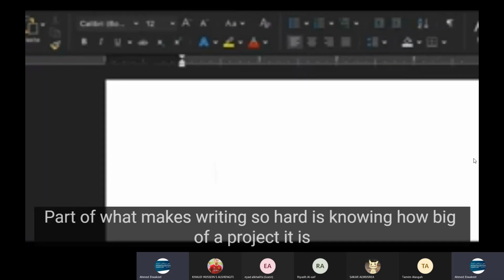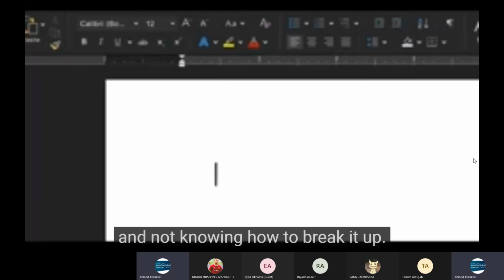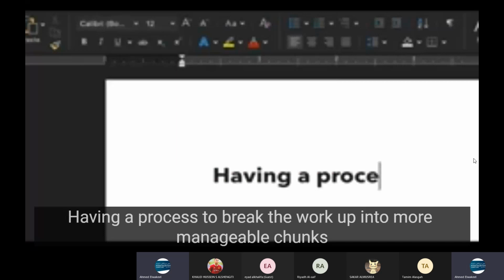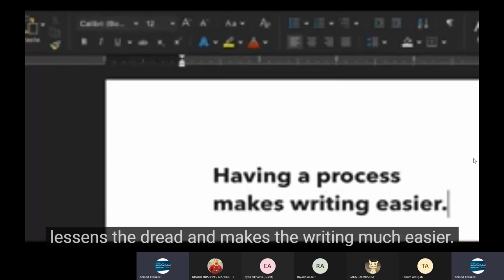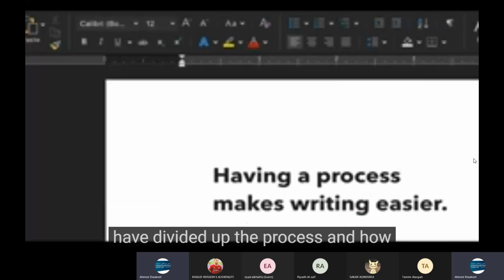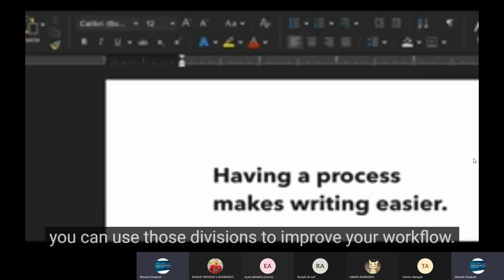Part of what makes writing so hard is knowing how big of a project it is and not knowing how to break it up. Having a process to break up the work into more manageable chunks lessens the dread and makes the writing much easier. Today, let's talk about some of the ways in which composition scholars have divided up the process and how you can use those divisions to improve your workflow.